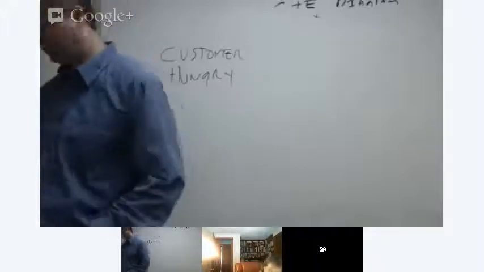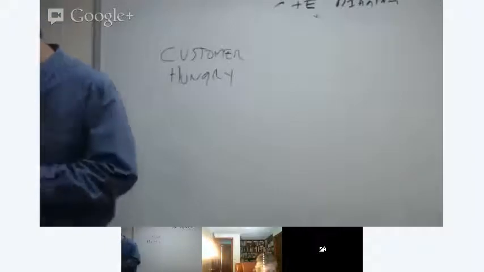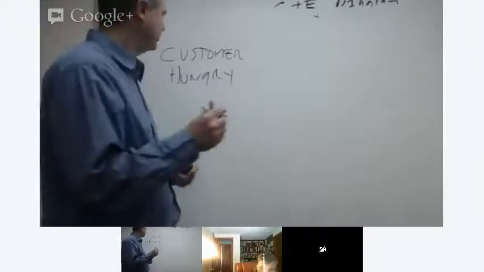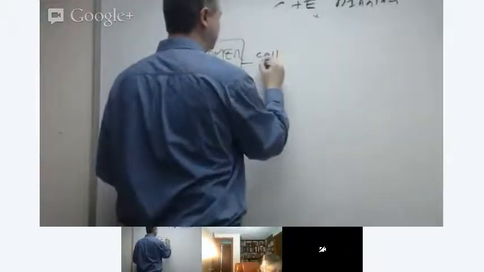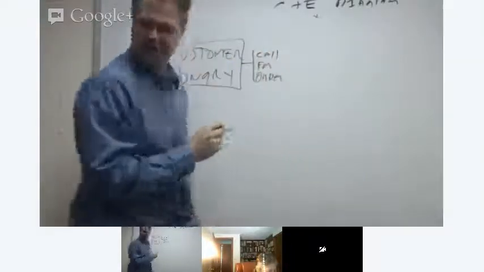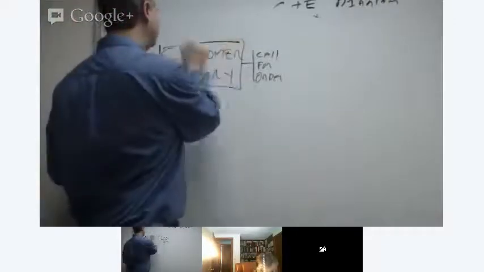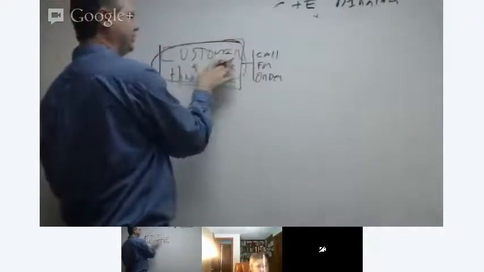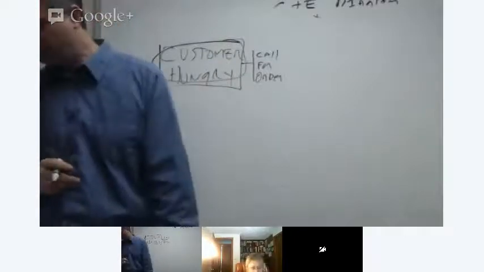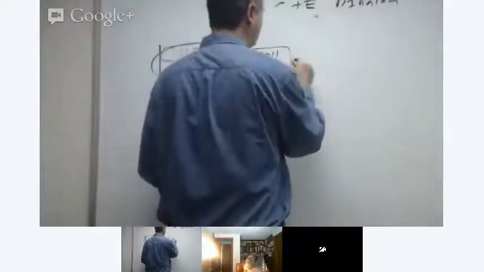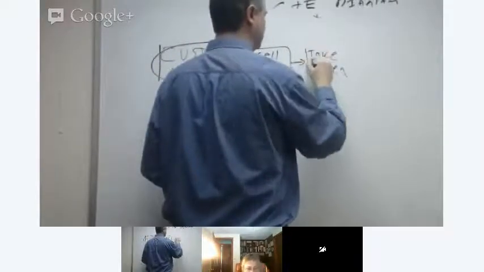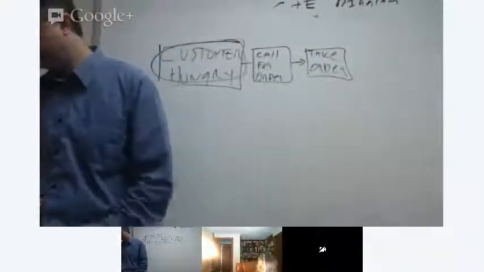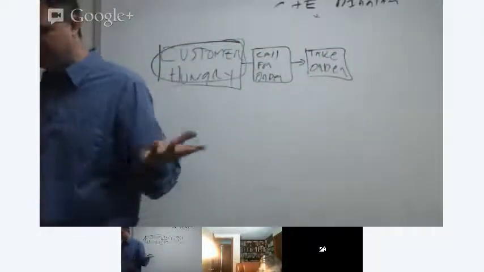Okay. Now the next step is, our customer is going to do what? Call or order. So our customer says, okay, I want to call for the order. Oh, and this customer hungry should be more of a start. It's like an oblong circle. Call for order. And then we're going to do what? Answer your phone.